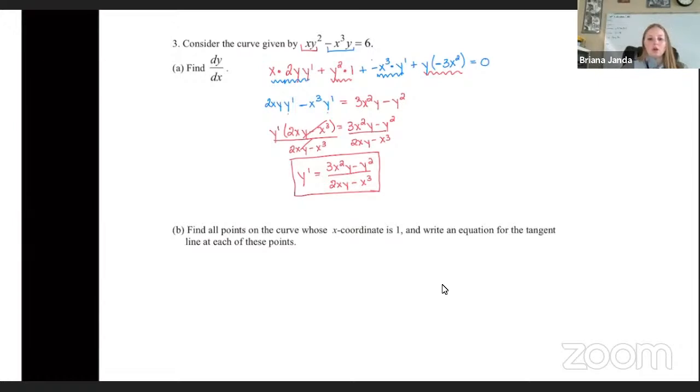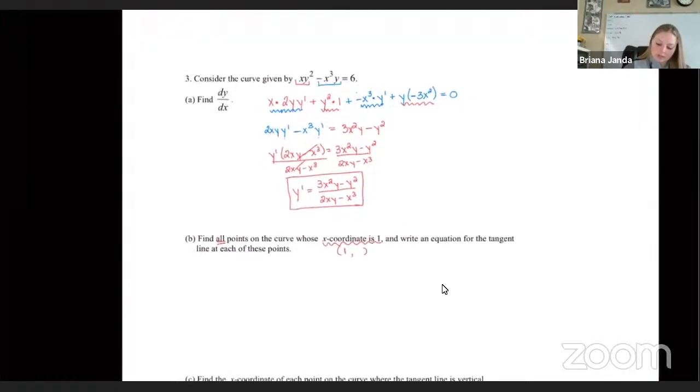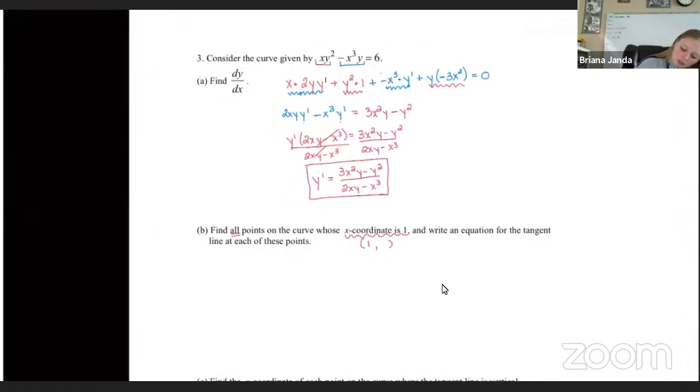Part B says find all, that's an indication that we may have more than one, right? Find all points on the curve whose x coordinate is 1. So remember, these are going to be points where the x coordinate is 1, okay? And write the equation for those lines at the tangent. So if I go back up to my equation, the point comes from the function itself, and x is supposed to equal 1. Okay, well, if I put a 1 in for all of the x's, I can then solve for what the y would be if x is 1.